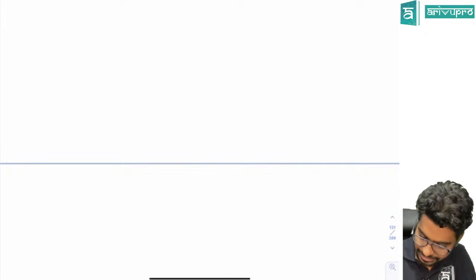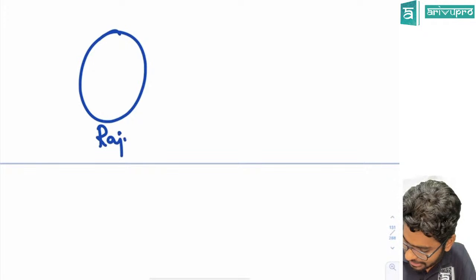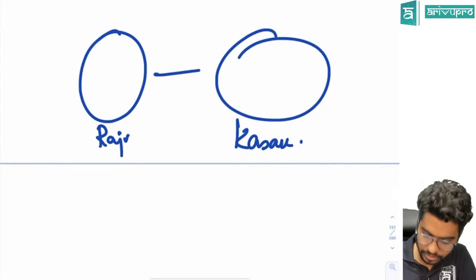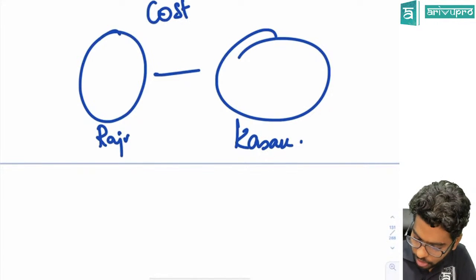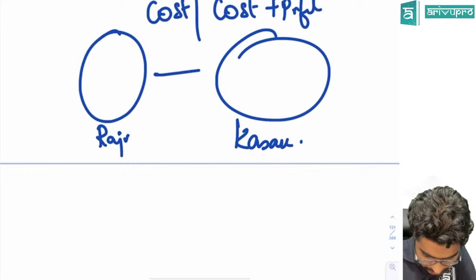Okay, guys. Now, see, when Rajiv sends goods to Kasak, he can either send it at cost price or he can send it at cost plus profit.